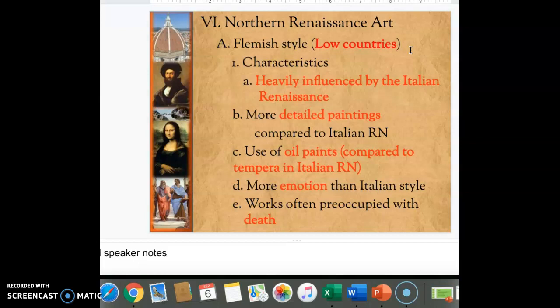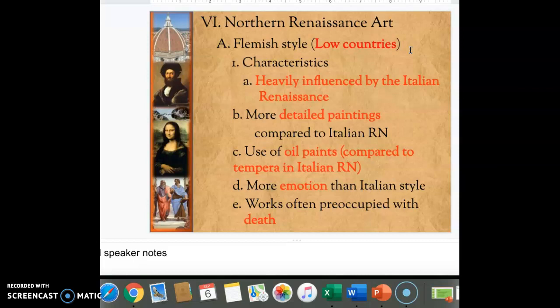The characteristics for these Northern Renaissance artists, they are heavily influenced by the Italian Renaissance. So don't think that they're completely different from what we went over with the Italian Renaissance artists. There's a lot of influence from the Italian Renaissance in this Northern Renaissance art. You're going to see more detailed paintings compared to the Italian Renaissance, especially the background. You might want to add that. When it comes to the detail in paintings, you're going to especially see this in the background.